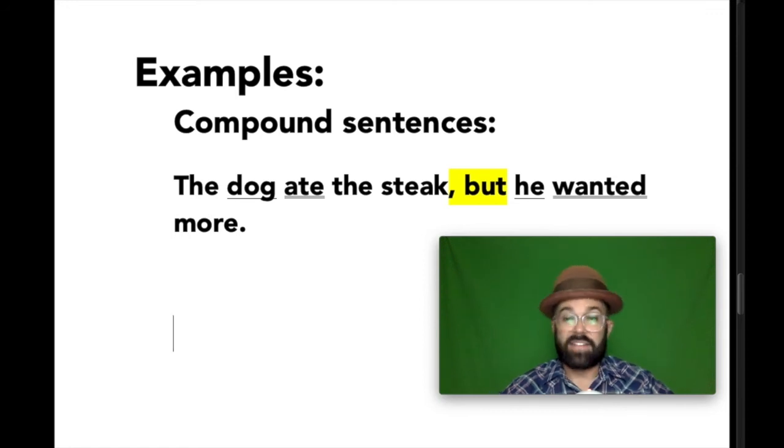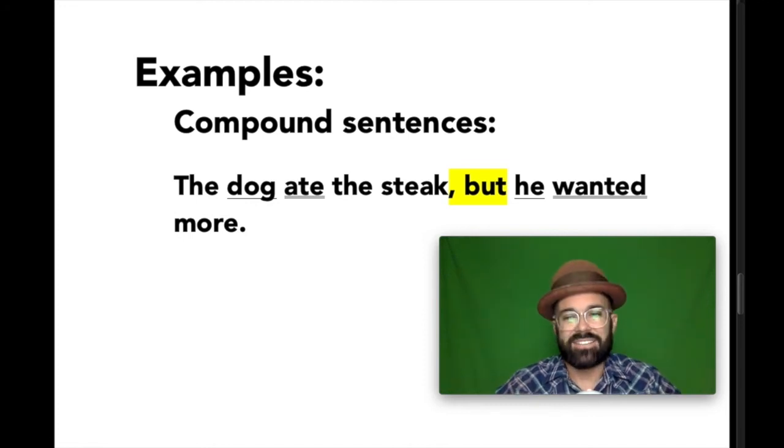the steak. That's the same as before. Dog is the subject, ate is the only verb, steak would be a direct object. Then we have our coordinating conjunction, including that comma. Notice that the comma comes right in front of the coordinating conjunction. And then we have another independent clause. He wanted more. That could be a complete sentence by itself. He wanted more. He is the subject, wanted is the verb.